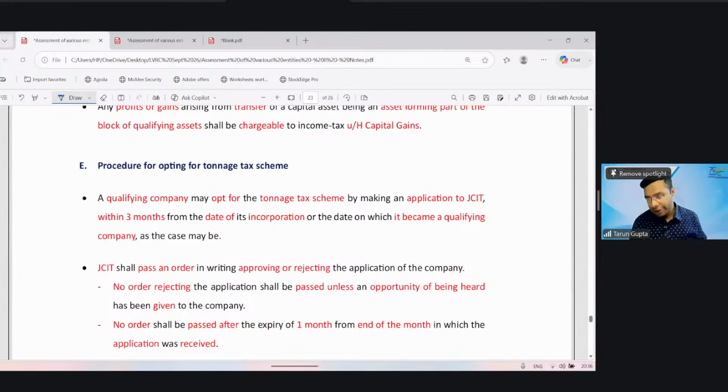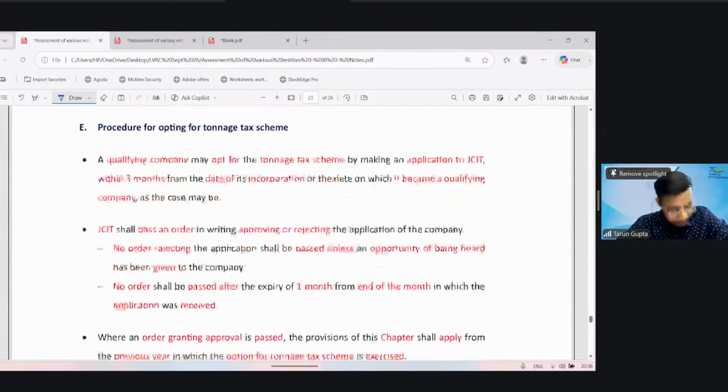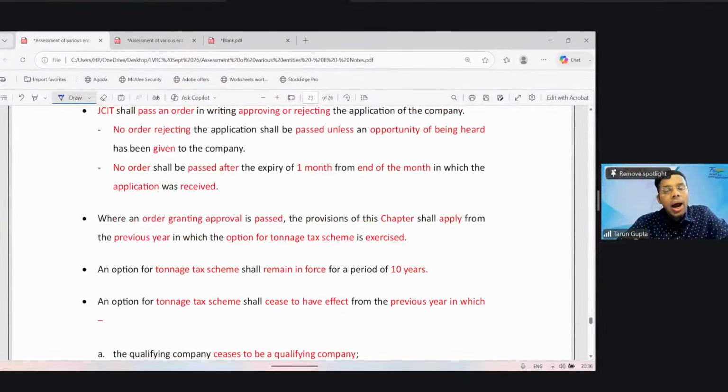How does a company opt for the tonnage provisions? A company has to make an application to the Joint Commissioner of Income Tax within 3 months from the date it becomes a qualifying company. Once the application is received, the JCIT shall pass an order within 1 month from the end of the month in which the application is received. He may either accept or reject, but before rejecting, he has to give the company an opportunity of being heard. A tonnage tax scheme once enforced shall remain enforced for a period of 10 years. So once you enter, you have to be there for at least 10 years.